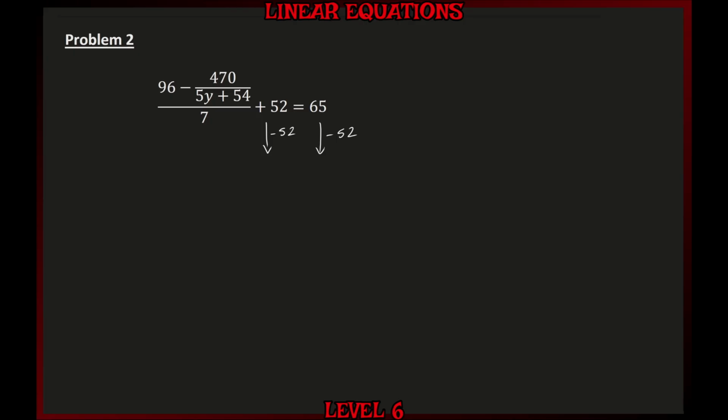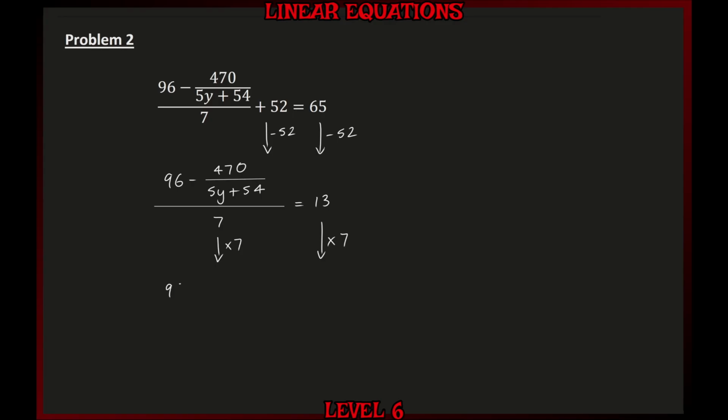On the left, the plus 52 and the minus 52 cancel out to just leave us with 96 minus 470 over 5y plus 54, all divided by 7. And on the right, 65 minus 52 gives us 13. We can now remove the denominator of the big fraction on the left by using its inverse, which is times 7. And we can do exactly the same on the right.